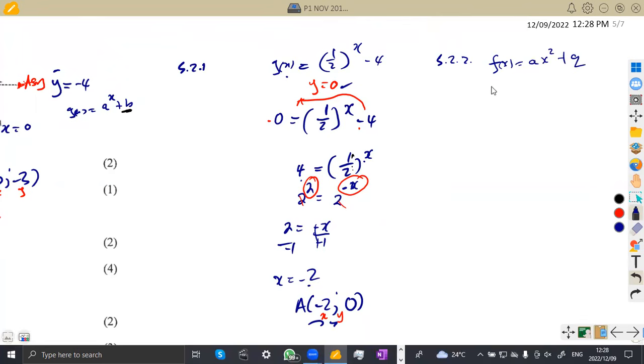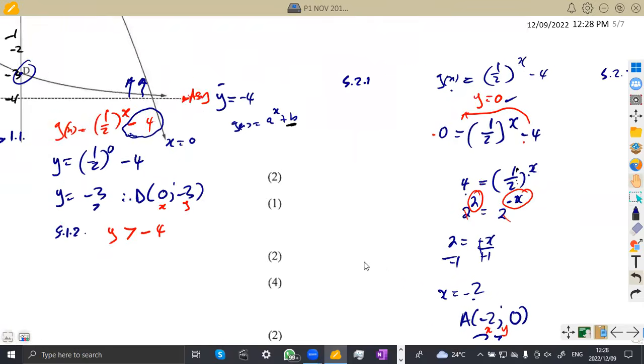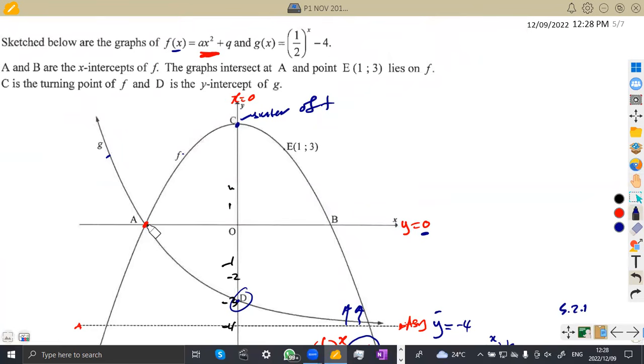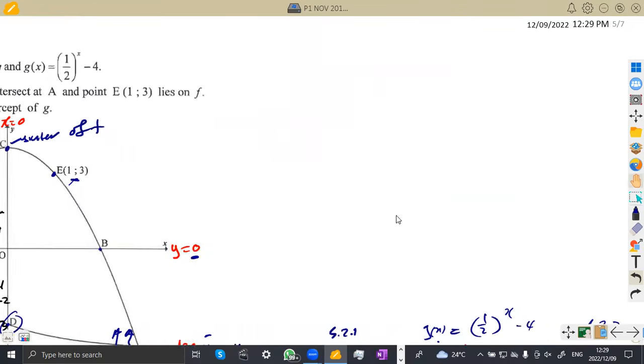What do we have so far? We have determined the point A. We remember the point A lies on f and also on g, and it's (-2, 0). We determined this point as (-2, 0). And we also have the point E, which lies on f, which is (1, 3). So having these two points, we can actually work something out, because we do not have the turning point, or the roots, for this function. So we are going to work with these two points, A and E.